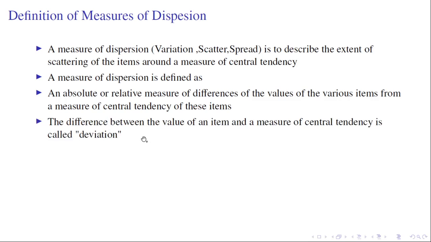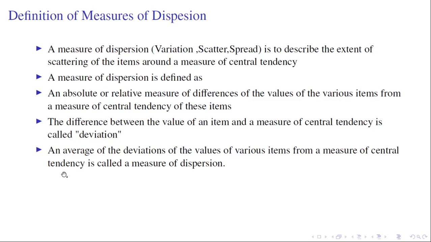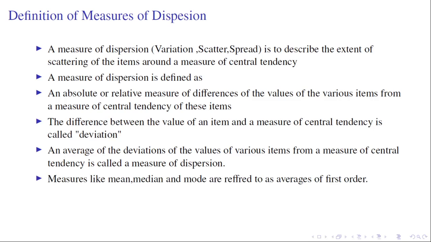The difference between the value of an item and a measure of central tendency is called deviation, xi minus x bar. An average of the deviations of the values of various items from a measure of central tendency is called a measure of dispersion. We can define dispersion as the difference between each and every value and the mean value. It measures the scatteredness, the variation among items from the central part of the data.